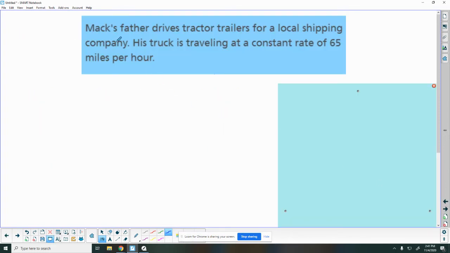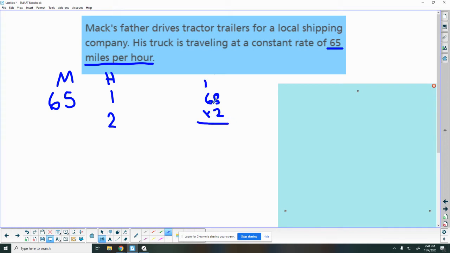So let's try another one here. So Mac's father drives tractor trailers for a local shipping company. His truck is traveling at a constant rate of 65 miles per hour. So we want to know how fast he goes every hour. So it just told us right there, he goes 65 miles in 1 hour. So if he continued that, if he went 2 hours, then I would take 65 times 2, which is 130. So he would drive 130 miles.